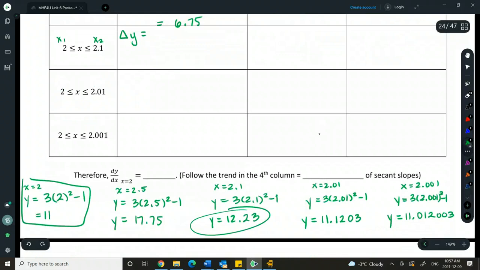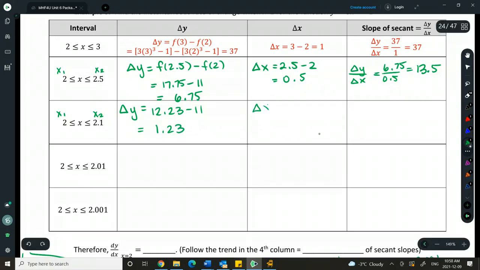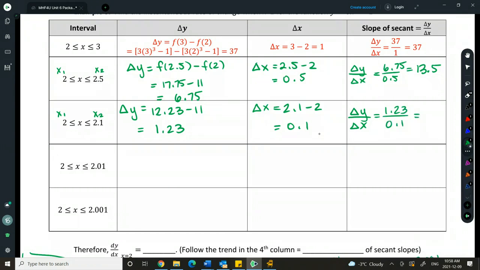Okay, y2 minus y1 for the next one. So 12.23 minus 11 gives us 1.23. And then delta x, 2.1 minus 2 gives us 0.1. And then just take each of your answers from your columns and divide. So 1.23 divided by 0.1. So lots of just adding and subtracting and dividing calculations here, which we all can do. So 12.3.